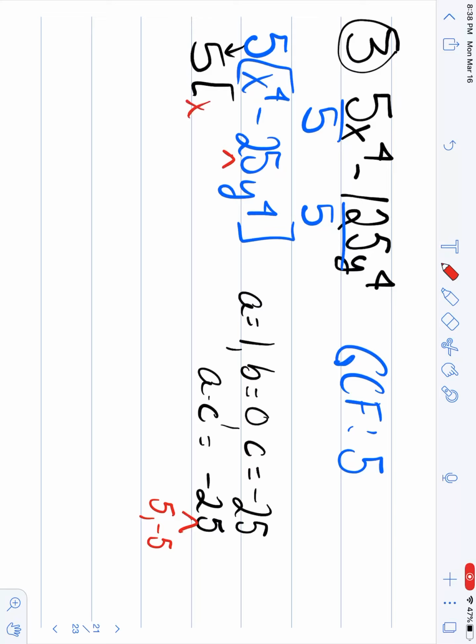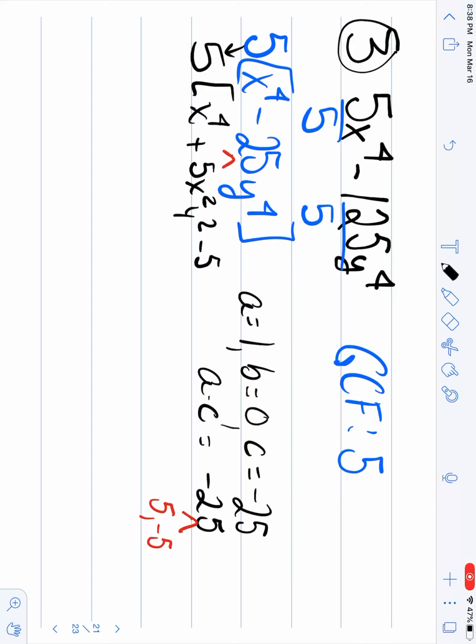Split up the middle term. Oops, you need red. There we go. X to the 4th. Now here's the thing with this, okay? These are 4th powers on the ends here. So when I write the middle term here, I want it to become 5x squared y squared. Okay? Because I want my final factorization to multiply back to this original statement here.